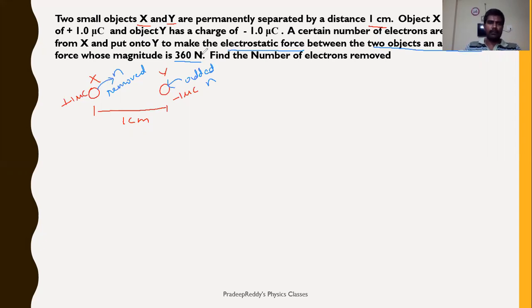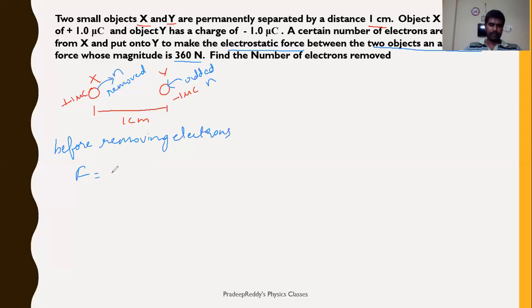Now the magnitude of the force, when you are removing electrons from X and giving them to Y, has been changed to 360 Newton. Now you should find out the total number of electrons removed. For that, before removing electrons, what is the force value?